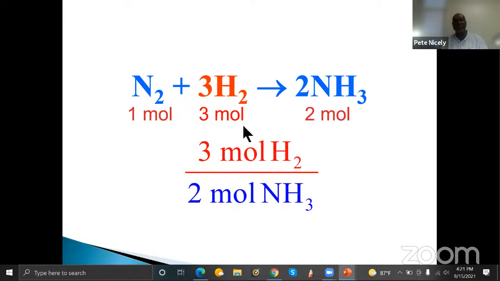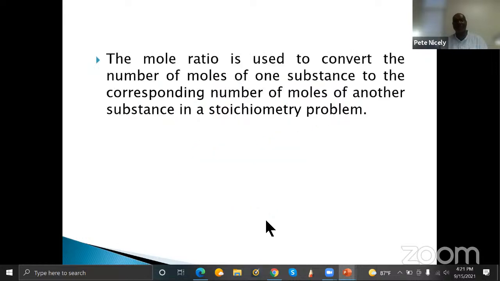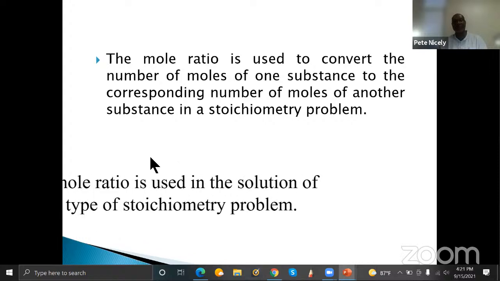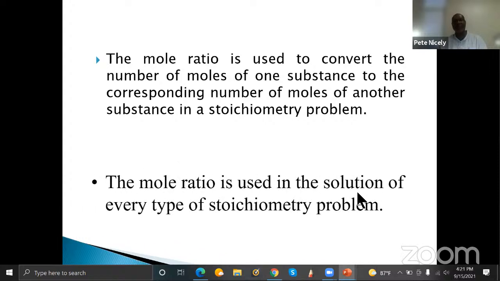In this case, it's a 3:2 mole ratio, all right? So that's where those numbers come from. They come from the coefficients in the balanced equation, all right? So that's important, the mole ratio, because it is used to convert the number of moles of one substance into the corresponding number of moles of another substance in a typical stoichiometric type problem, all right? And the mole ratio is basically used in every type of stoichiometric problem.